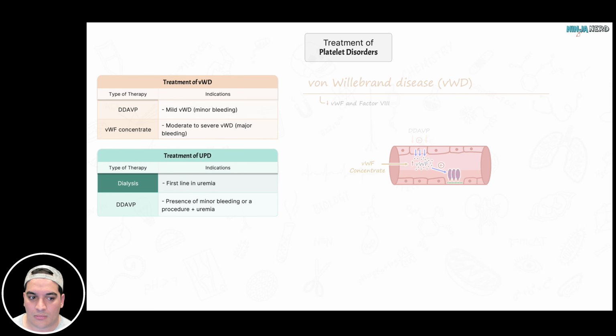All right? For uremic platelet dysfunction, the key thing here is actually dialysis. That is the first line. So this is another treatment that they will ask you on the exam. Patient comes in, they have severe thrombocytopenia, severe platelet dysfunction, they're bleeding, and they have renal failure. What's the treatment? You dialyze them because this is uremia. Uremia is an indication for dialysis. You can consider DDAVP, but it's usually if they have very minor bleeding or you're about to do a procedure on them. Otherwise, it's dialysis.